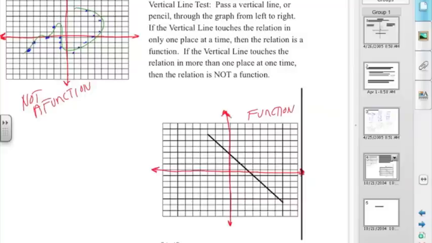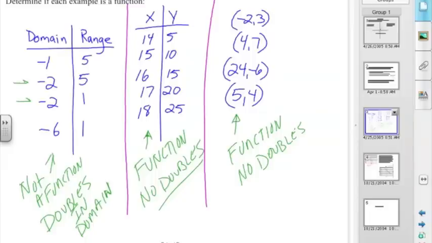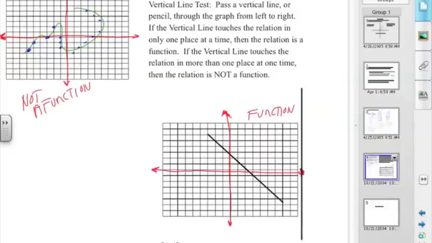So you have 2 ways of determining whether a relation is a function or not. You have the method that uses the points where you have to look for doubles in the domain, and you also have something called the vertical line test. Both ways are very useful.